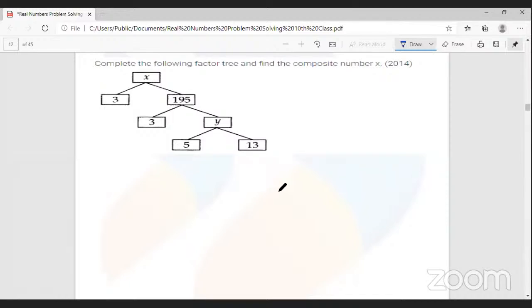Ma'am, what is this 2012? This question appeared in the 2014 paper. Okay, ma'am. It is very easy if you see, but the method which is told to us in the book, we have to use that only. Yes, it is easy. When you reach the answer, you have to elaborate your answer. Like you have to write the steps involved.